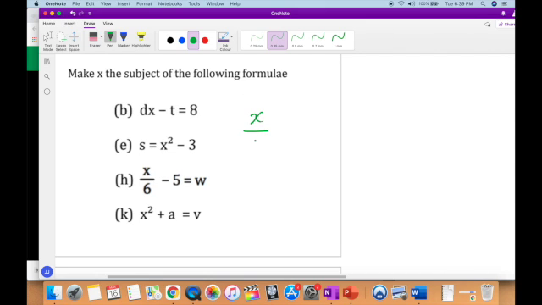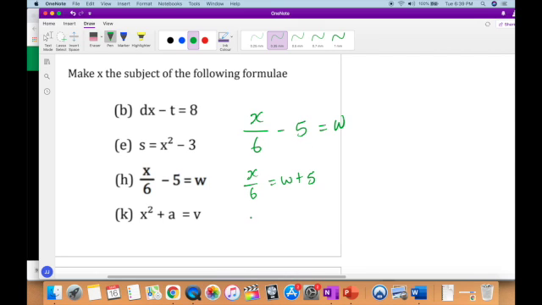And Shazay, try this one. X over 6 minus 5 is equal to w. Make x the subject of the formula, Shazay. Take the 5 to the next side and make it plus 5. Very good. W plus 5, and what now?